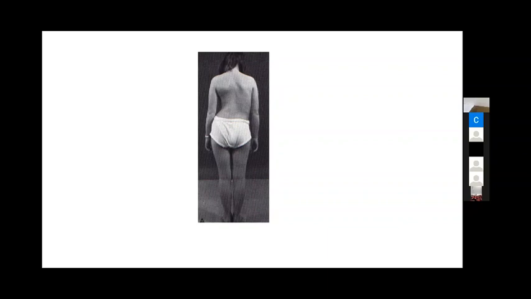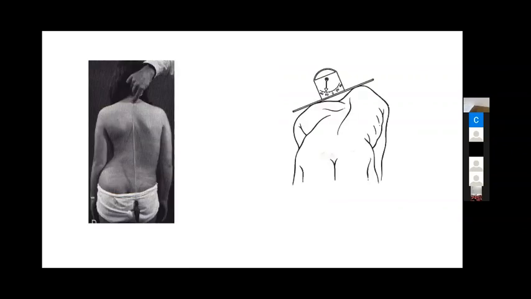I'll check for any rib hump, sir. I'll do the Adams test and check for rib hump. So what is the Adams test for? To differentiate between structural and non-structural scoliosis. The forward bending test is not to measure the rib hump. It is to see whether the curve gets corrected. If it gets corrected, that means it's positional, not a structural curve. It's functional.